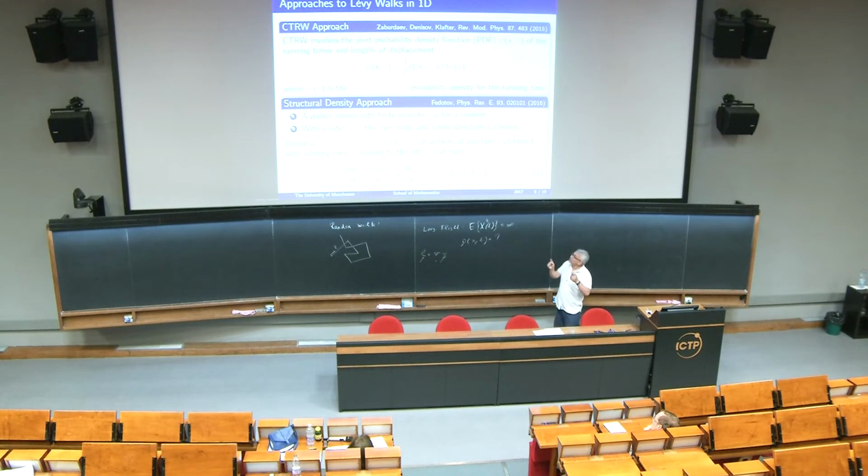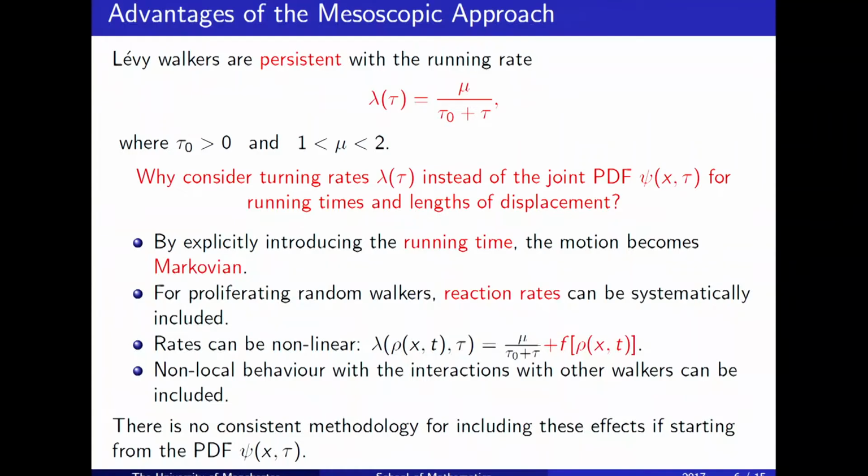Now I'm going to discuss 1D. This is just an illustration, but it can be extended very easily to 2D. The key thing is that the rate at which the particle changes direction depends on the running time, and it's inversely proportional to tau. Because for Levy walk, we have a different behavior.